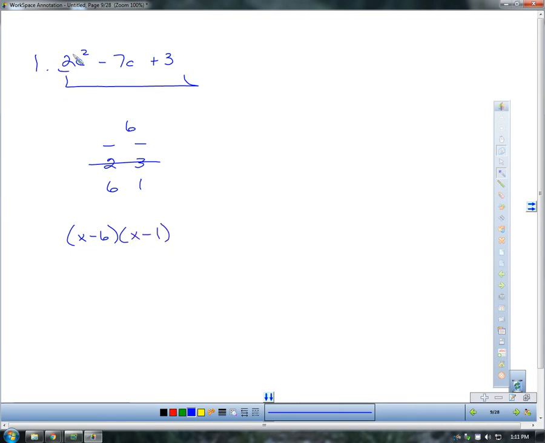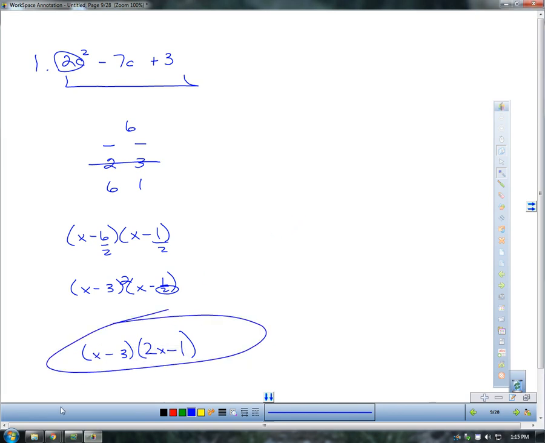Then my next step is to divide by the front number. So now I have x minus 3 and x minus 1/2. Since this does not have a denominator, I put it in my answer. Since this has a denominator of 2, I'm going to multiply it by 2. 2 times x is 2x. Since I have a 2 multiplied here, that cancels my 2, and I'm left with just 1. So here is my final answer.